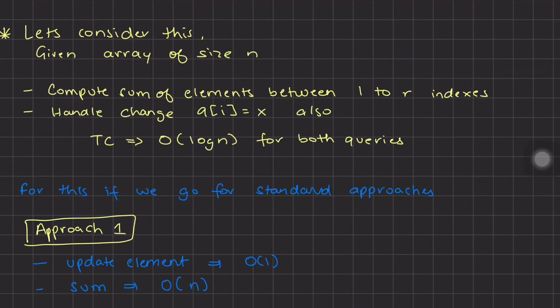Alright. Now let's consider an example. Given an array of size n, we need to do two types of queries. First one is to compute the sum of elements in the range L to R, and the second one is to handle changes if the value at index I of the array changes to x. Also, for both the queries, the time complexity should be O of log n, right?